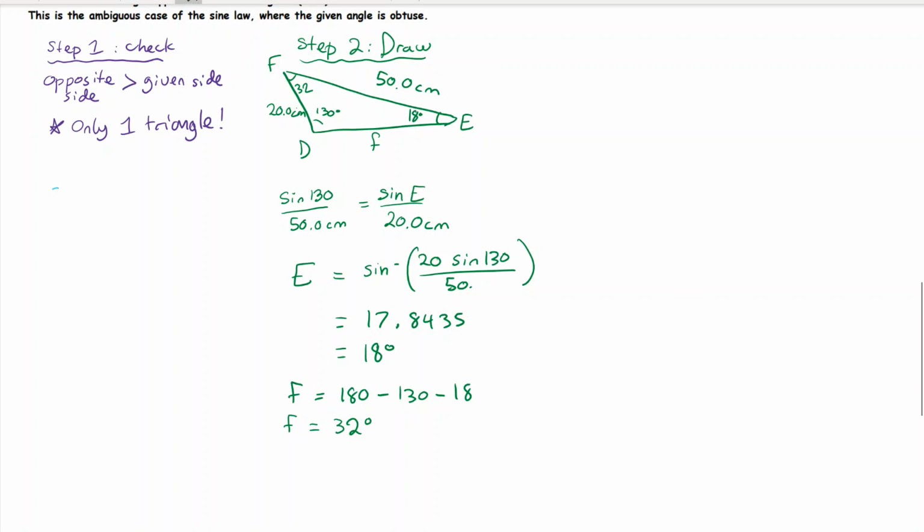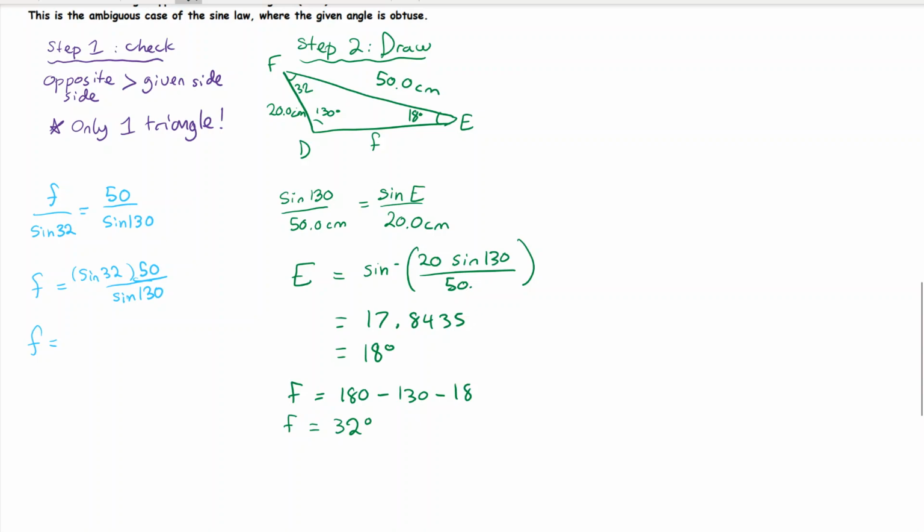Actually, let's solve for f. So I'm going to put f on top. So f over the sine of its opposite angle is equal to 50 over the sine of its opposite angle. So f equals sine of 32 times 50 divided by sine of 130. Make sure that you actually write out the whole sine of 130, because sometimes I see students writing just 50 over 130 and they forget the sine part, and then they get it wrong. So make sure you're not one of those people.